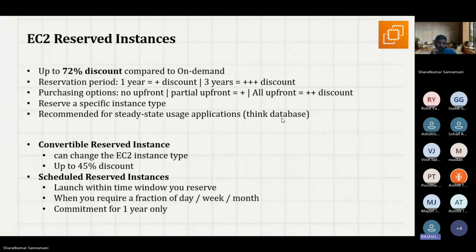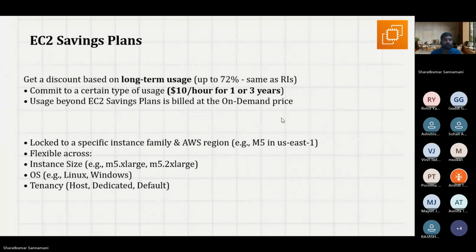Schedule means you decide when the server needs to be running and when it has to be shut down. That option is also provided by the reserved instance type. Okay, now we can go to the next one.